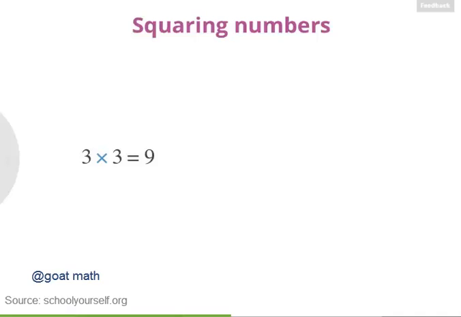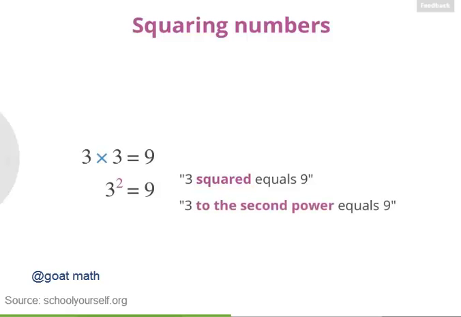Let's take a closer look at 3 times 3. Now another way to write down that you're squaring a number is like this, with a 2 up and to the right of the number. So this expression is the same and also equals 9. You can read this aloud as 3 squared equals 9. And yet another way is to say that 3 to the second power equals 9.